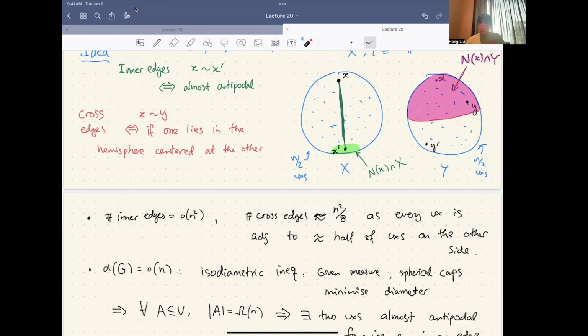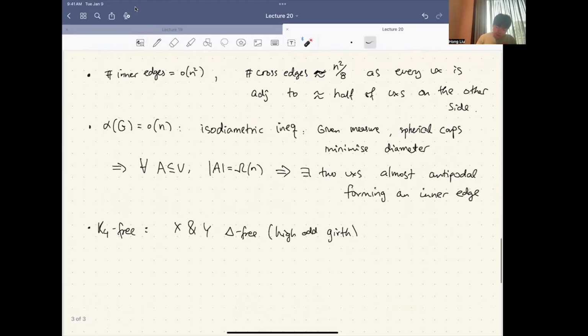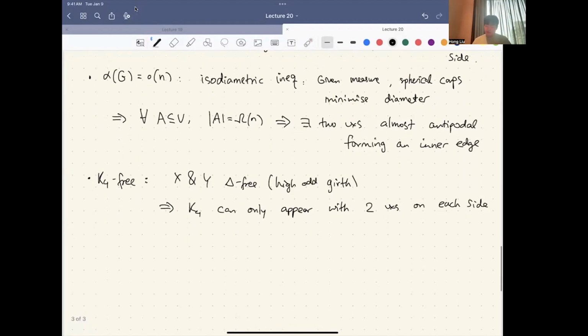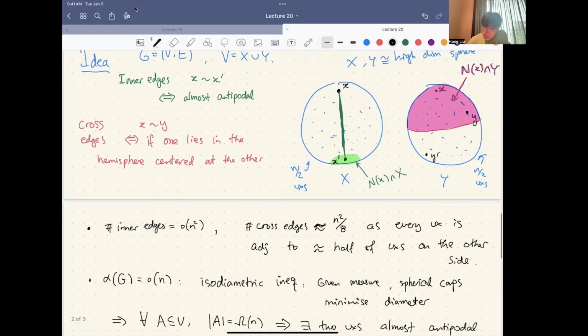Now, how can we have a K4? You can only have K4 with two vertices on each side. This implies K4 can only appear with two vertices on each side. If you have two vertices here, two vertices here, this is an inner edge. They have to be in antipodal position. This is another inner edge, antipodal position.